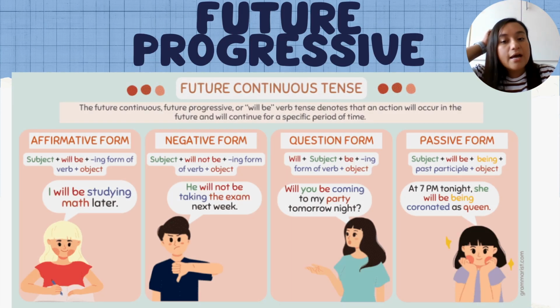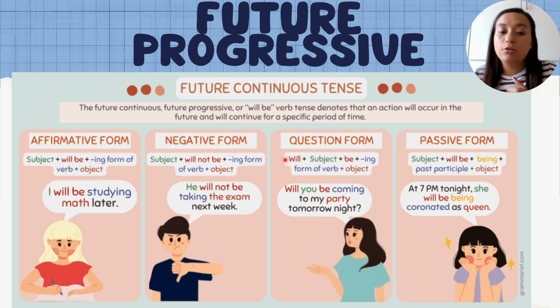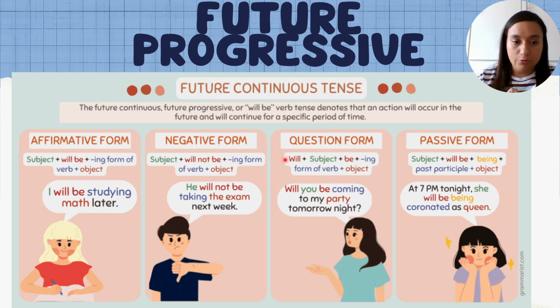And now we have the future progressive. We are not going to emphasize the passive form, as I already told you. We are not going to check that. But remember that the future continuous or future progressive is used with will be, and it denotes an action that will occur in the future and will continue for a specific time. La acción se denota en el futuro, pero va a continuar sucediendo en un tiempo específico.